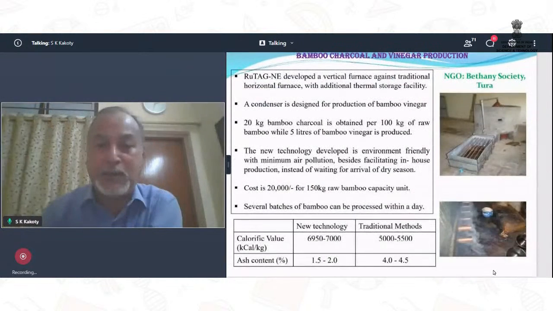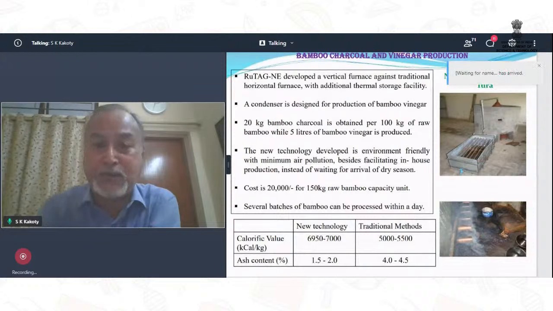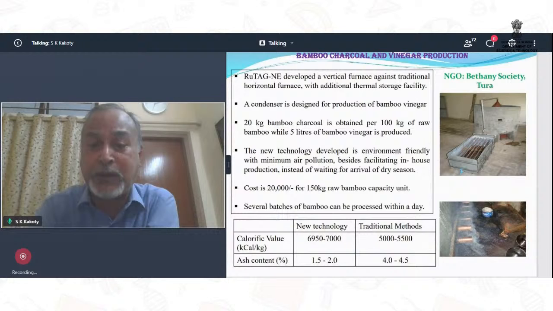This is bamboo charcoal and vinegar production. We have visited one cluster in Garo Hills in Meghalaya, and we have found that they are producing this bamboo charcoal and vinegar without caring about the environmental pollution. So we decided to develop an in-house system for producing bamboo charcoal and, parallelly, bamboo vinegar.